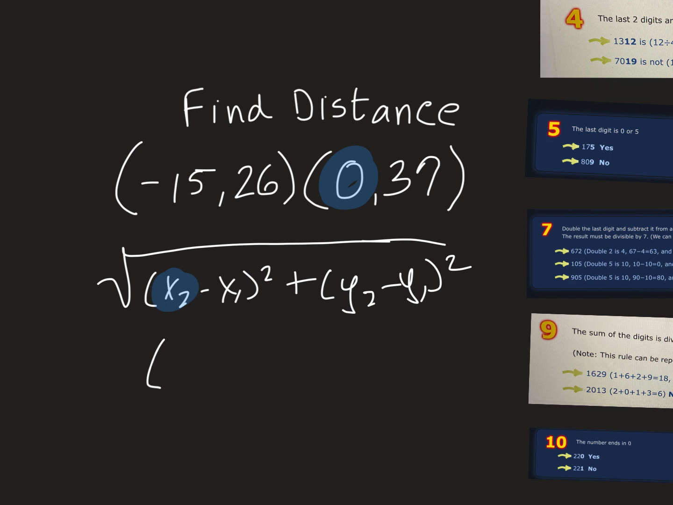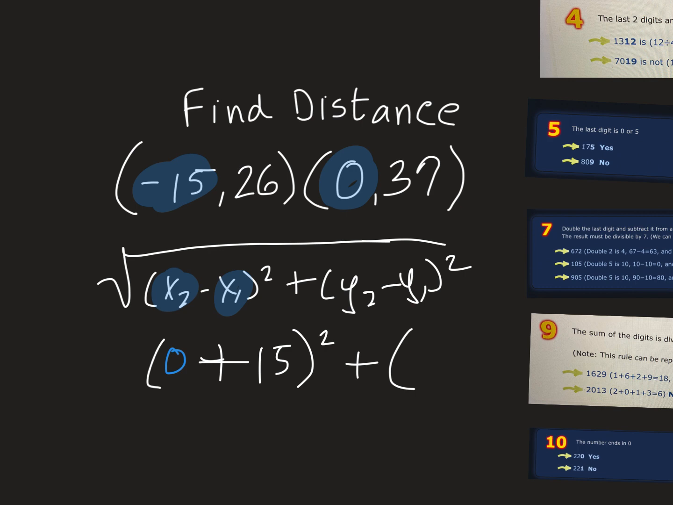So I'll substitute a 0 in for that x2, and then I need to subtract x1. So I've got to subtract the x1s. Now I'm doing 0 minus a negative 15. What is going to happen when I subtract a negative 15 from 0? That's going to turn into a plus. So I'm going to go ahead and turn that into the addition sign that it's getting ready to turn into. And then don't forget that you need to square it.